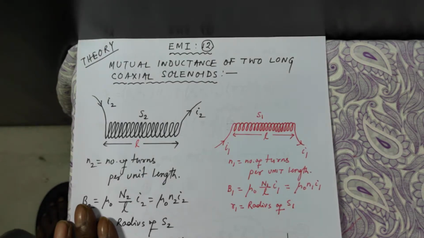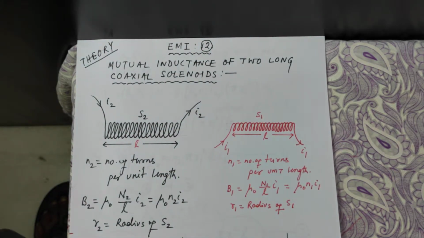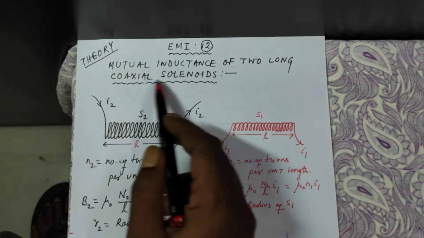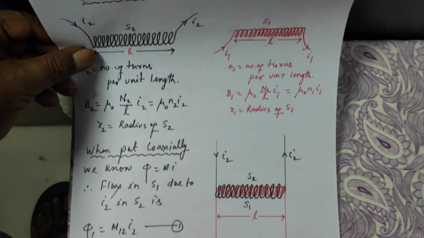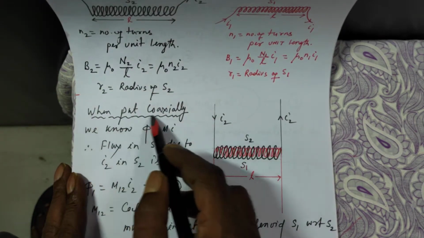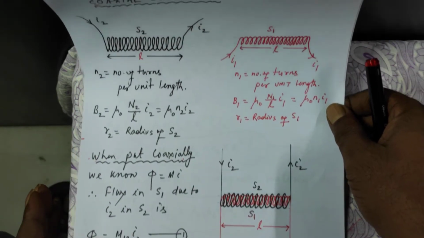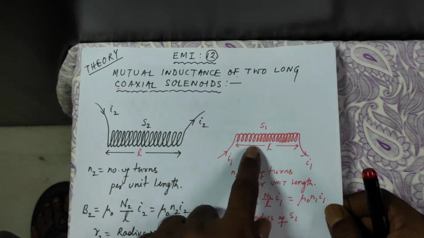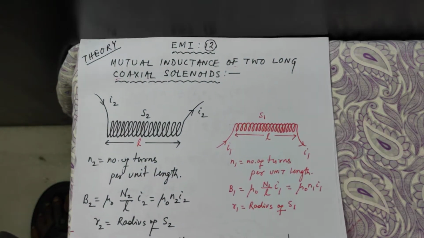Now the last theory lesson on electromagnetic induction 12, I will be deriving the mutual inductance of two long coaxial solenoids. Actually the derivation starts from here, but before I start, I have to explain these two diagrams to you first, right?